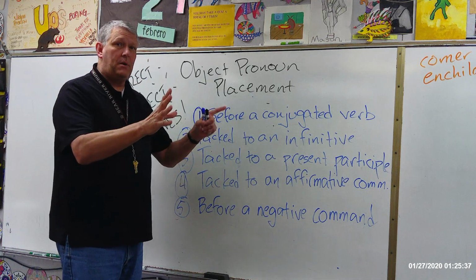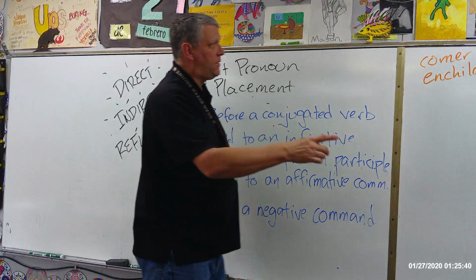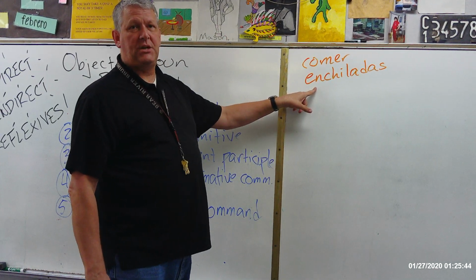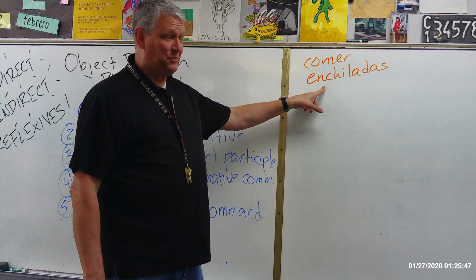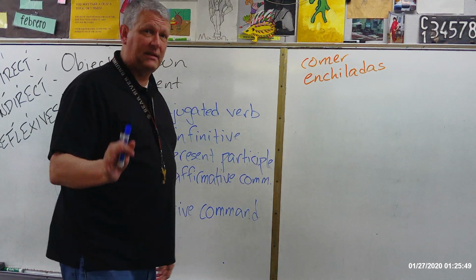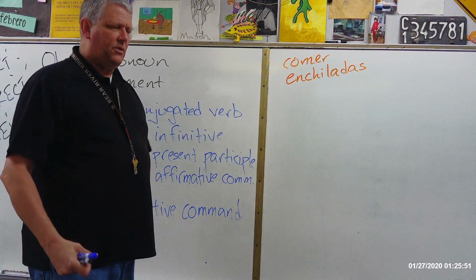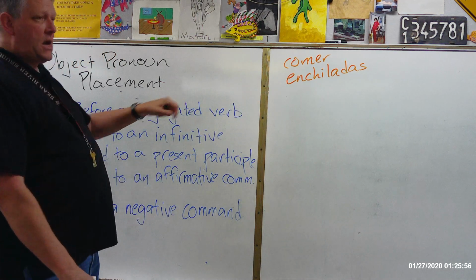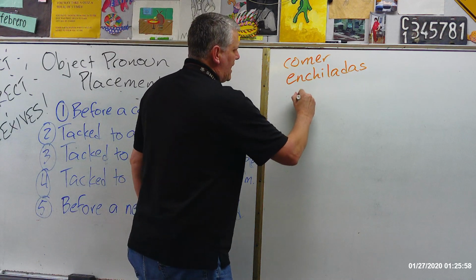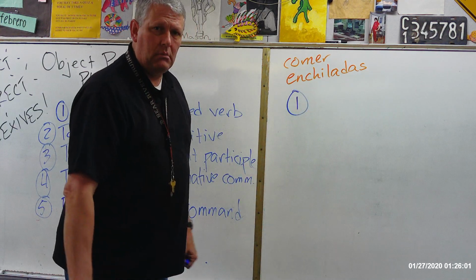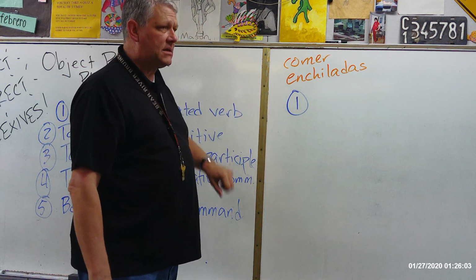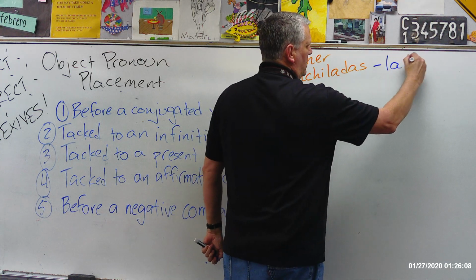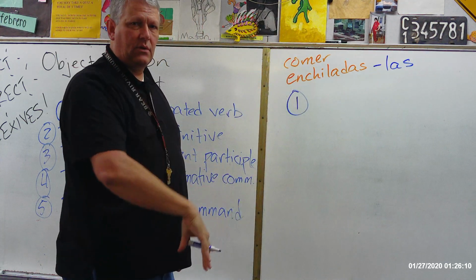Okay, let's come up with some examples for all of these. Now, first one thing, we're going to be using the verb comer, and we're all going to be talking about enchiladas. Okay, we're going to be talking about that in every single one of these sentences. So hopefully it'll be easier to follow along. The first rule, before a conjugated verb, okay? So if I wanted to say, I eat them, I eat the enchiladas. Remember, my direct object pronoun for enchiladas is going to be las. So I'm going to be using las in every single sentence.